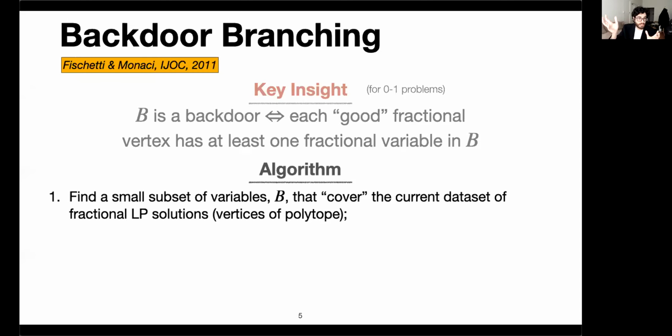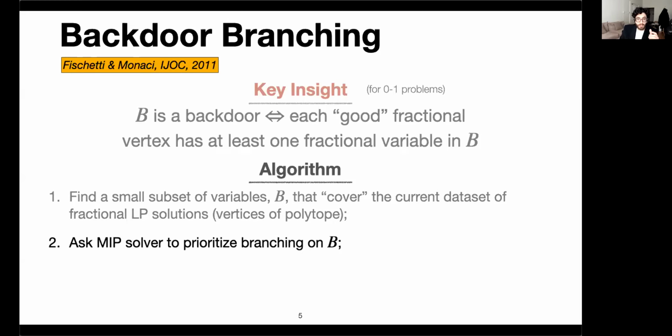You haven't solved the instance. So by definition, there are some fractional solutions at the nodes. You take those and you say, how do I cover these solutions? Where by covering, we mean the set of variables we pick must cover each solution. There will be at least one fractional variable in the solution in the backdoor set. So once you identify that, you can do that with a set covering formulation.